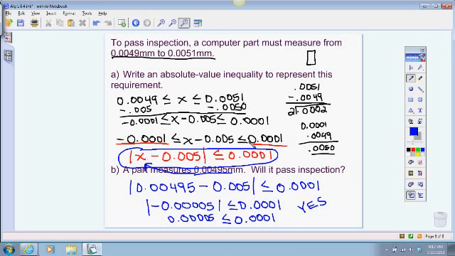One more time to reiterate. Write your compound inequality. Find the halfway point and subtract it from each part. When you do that, you can write your absolute value. Take your x expression here, and these two numbers should be a negative and a positive, which allows you to set up the absolute value. When you're in quality control or something like that, having an absolute value inequality helps you figure out whether parts or other things are going to pass inspection.